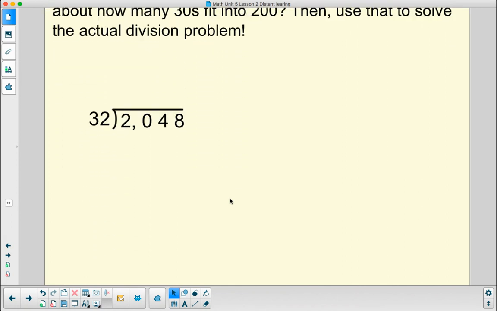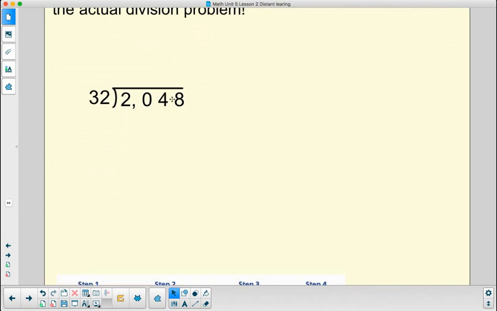Here's how I work it. I have 2,048. So I am going to estimate that 32 is about 30. So in my mind, I'm going to keep that thought. Here, that's my little brain bubble. All right, let me change colors here. So I'm going to do my regular division.